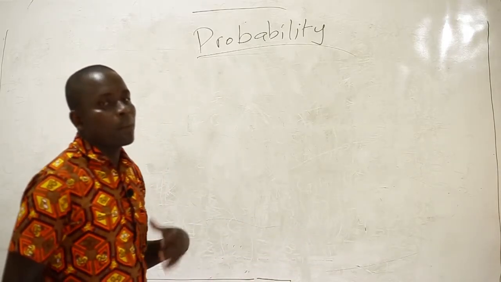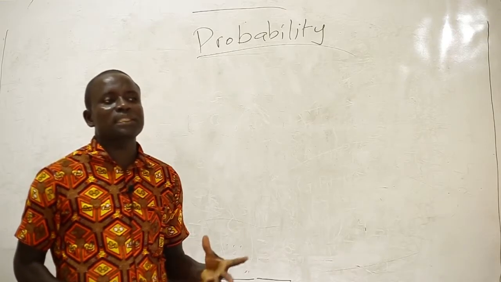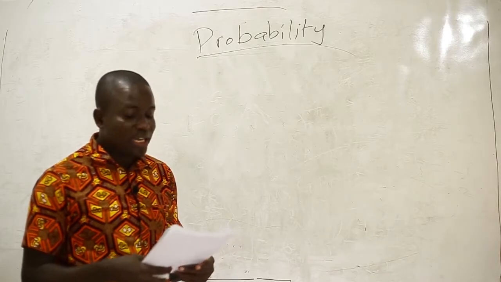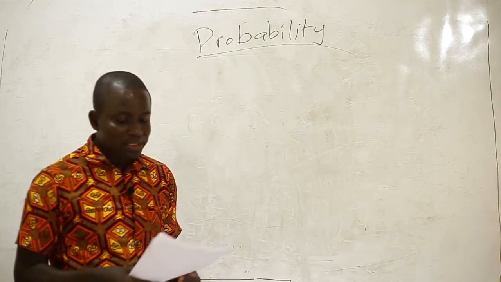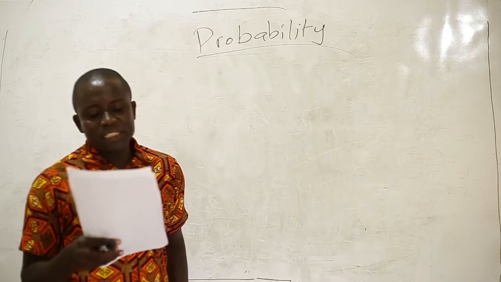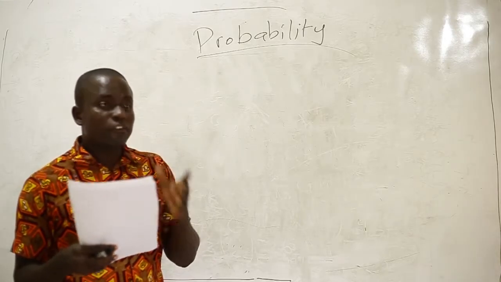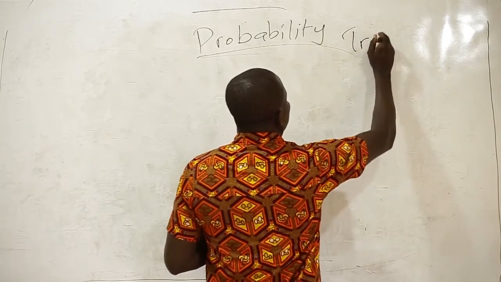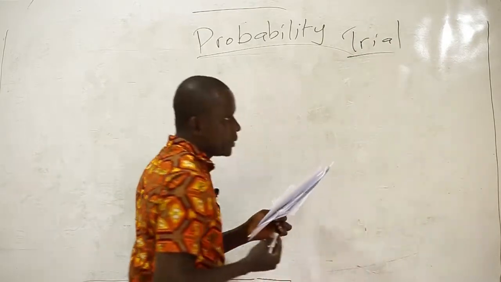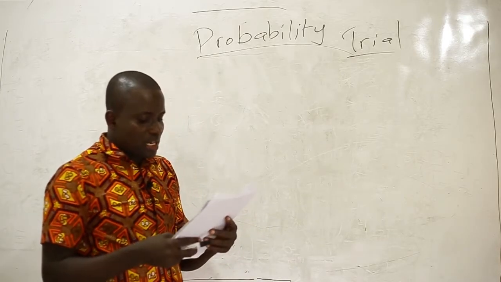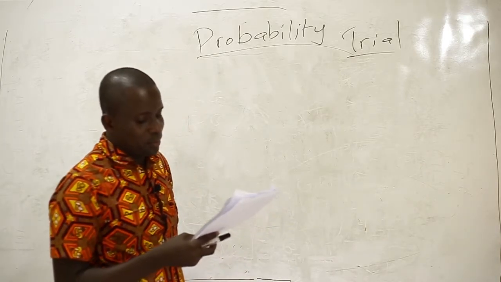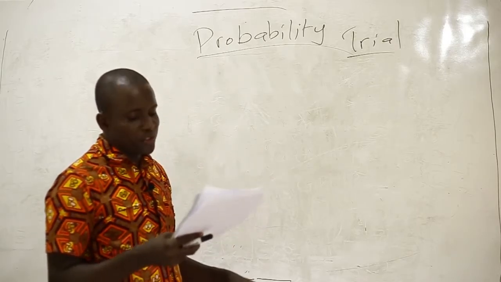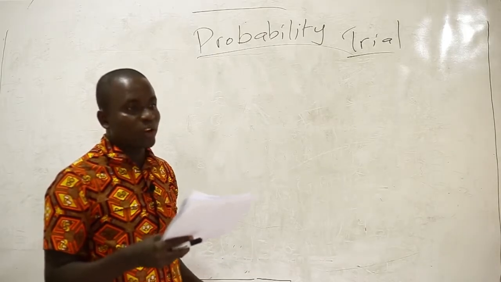So, to make probability easier for us, we want to look at certain fundamental definitions of probability. Definition of terms in probability. The first term is trial. What is a trial? A trial is any process which, when repeated, generates a set of results or observations. Example, tossing a coin or throwing a die.